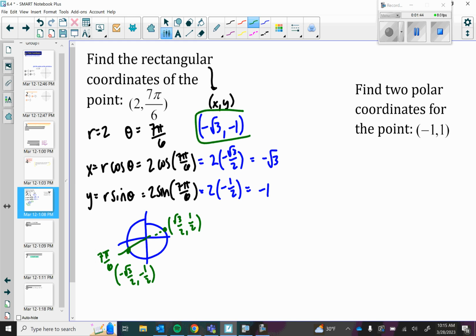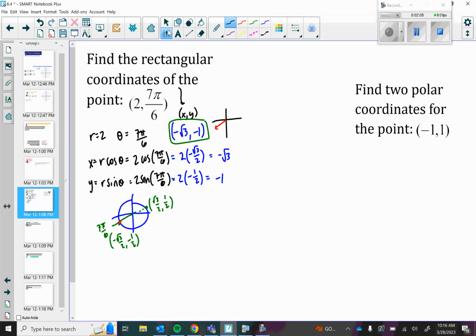Probably not a bad idea to take a moment to see if that makes sense if you plotted it. Negative square root of 3, negative 1, I know is going to be in quadrant 3 somewhere. 7 pi over 6, we know is in quadrant 3 with a radius of 2. That checks out.